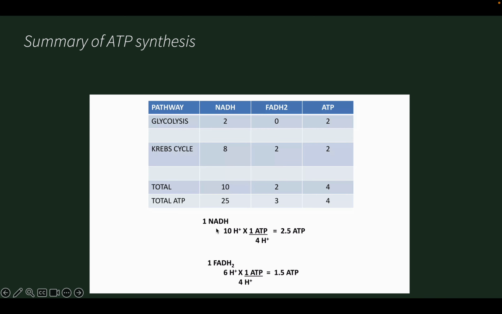Similarly for FADH2, since we don't have complex 1, the protons are pumped only from complex 3, 4 protons, and 2 protons from complex 4. So we get 1.5 ATP from FADH2. So if we have 2, we get 3 total ATP from glycolysis and the TCA cycle, and 4 ATP from substrate-level phosphorylation. So in total, with glycolysis and the TCA cycle, we get 32 ATPs, which is why the TCA cycle is preferred over glycolysis as the source of energy.